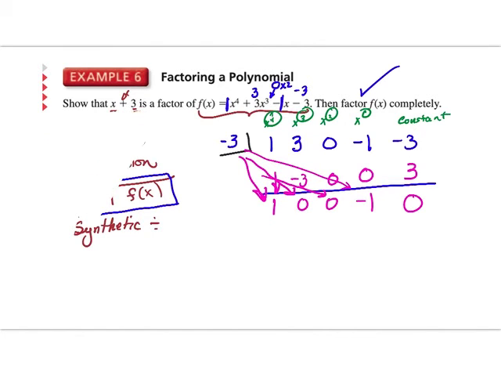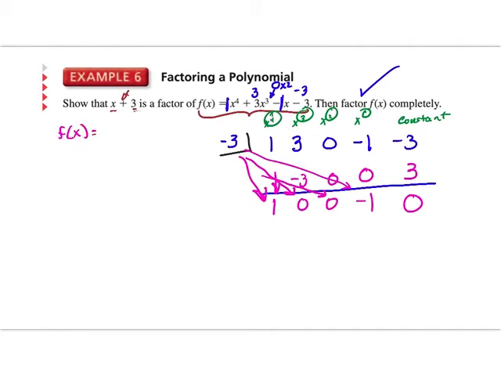Is it a factor? How do we tell? If there's no remainder, that means it went into it evenly. And by definition, numbers that divide into other numbers evenly are factors. So we know that our function, f of x, equals x to the fourth, the original function. I don't have to put in the 0 now. I only had to do that when I was doing my synthetic. But I now know how it factors a little bit.